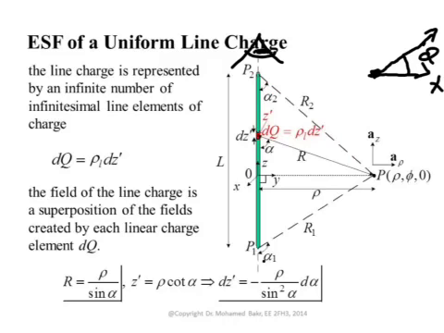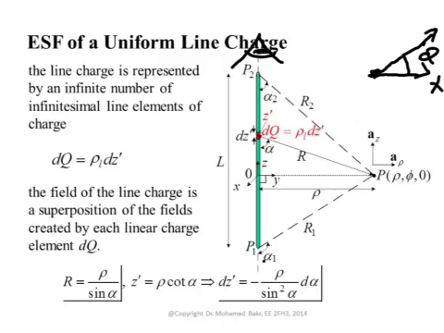Of course, one other thing to notice: if this wire goes to infinity, so if this end goes to minus infinity down there, alpha 1 becomes 180 degrees, and if this end goes to the other side, alpha 2 becomes 0. So it's very important to remember these limits because we'll be using them later in our calculations.